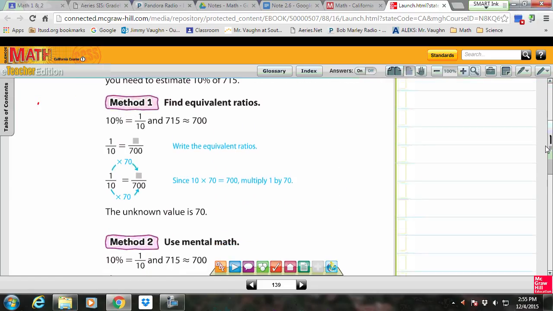Also, this is something that I need to add to my notes, and you can add yours. This little wavy symbol, that means approximately. It means it is about. So, because 715 is about 700. So if you see that sign, it means it's around that. It's not exactly that. Let's get down to business down here.